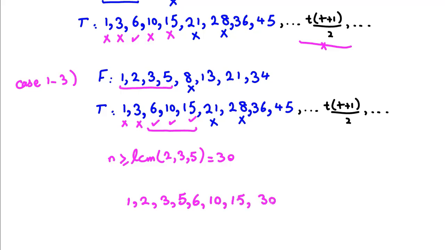We shouldn't select 30 because the problem says so. 1, 2, 3, 5, and 6, 10, 15. So 30 is the first good number that we found. Now let's consider case 2.